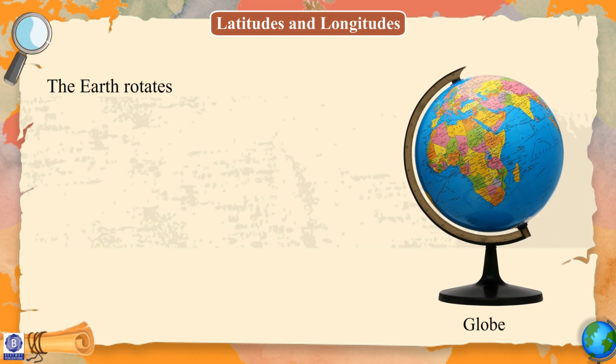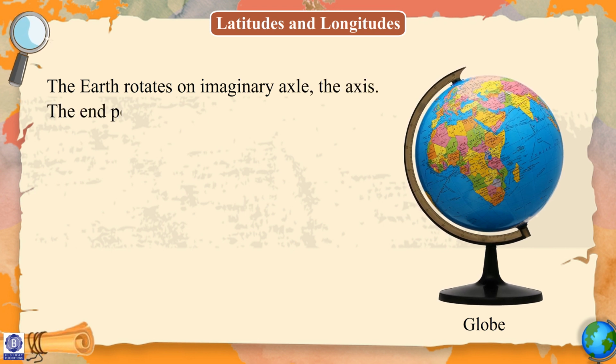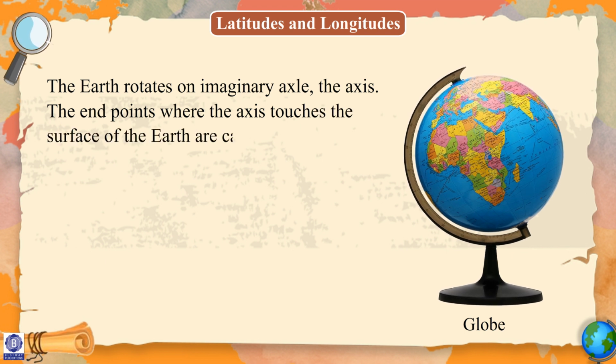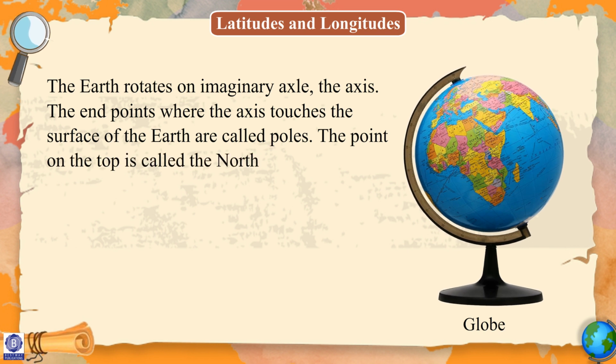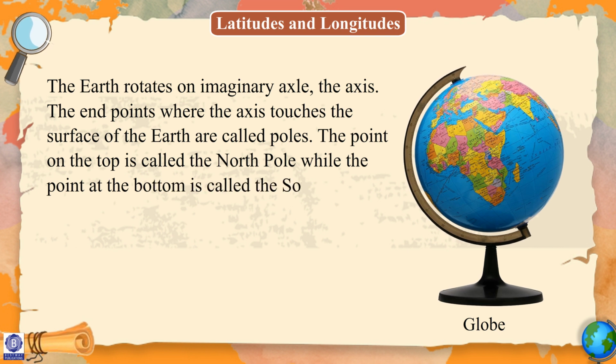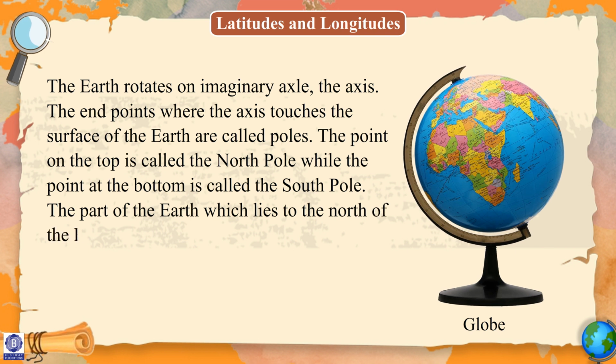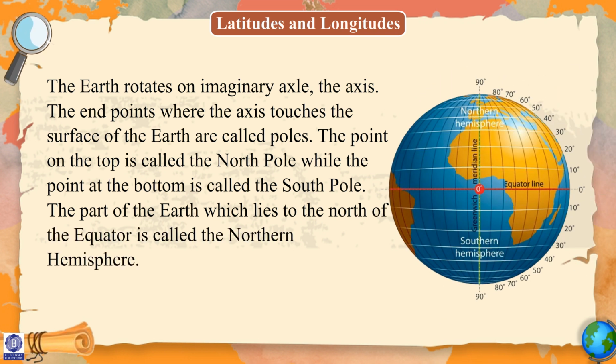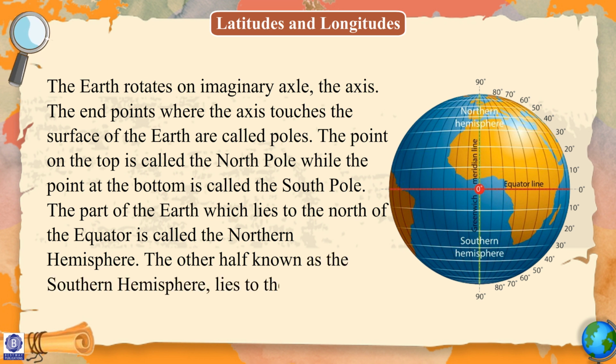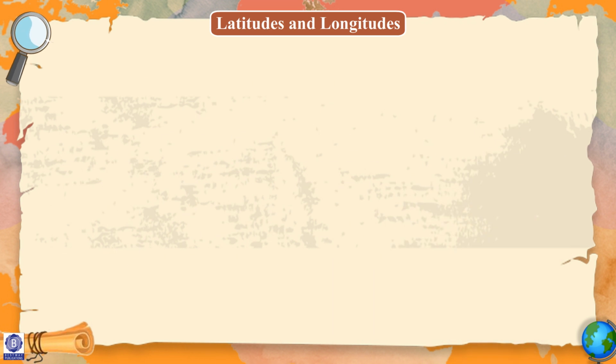The earth rotates on an imaginary axle, the axis. The end points where the axis touches the surface of the earth are called poles. The point on the top is called the North Pole, while the point at the bottom is called the South Pole. The part of the earth which lies to the north of the equator is called the Northern Hemisphere. The other half, known as the Southern Hemisphere, lies to the south of the equator.